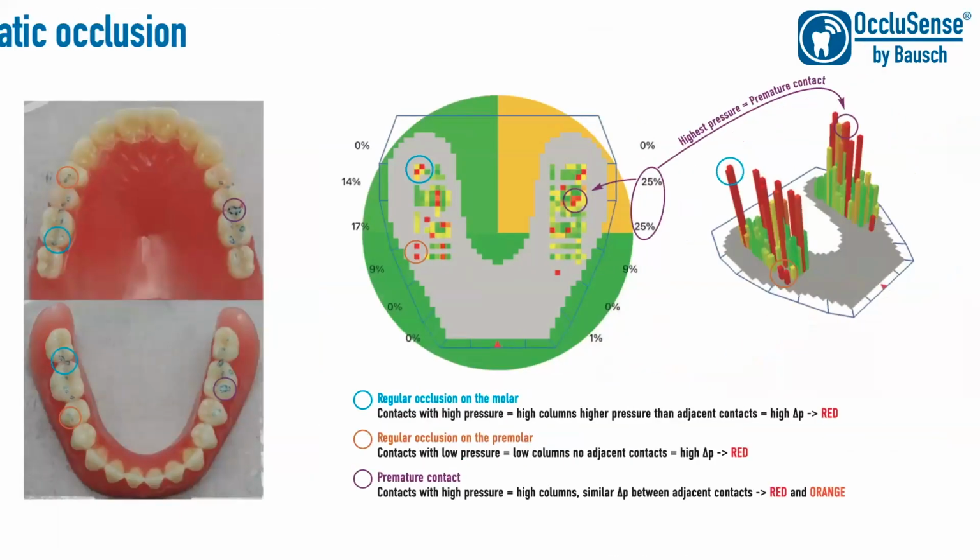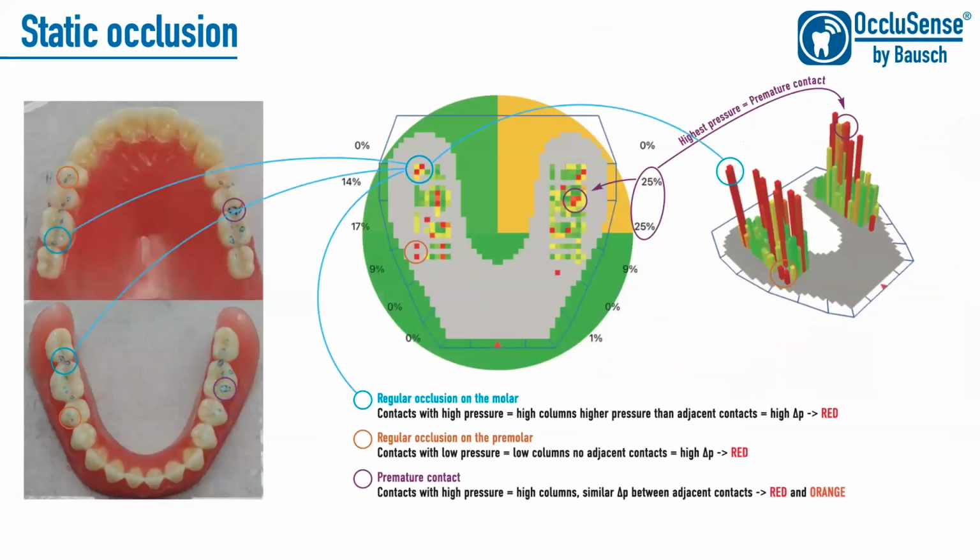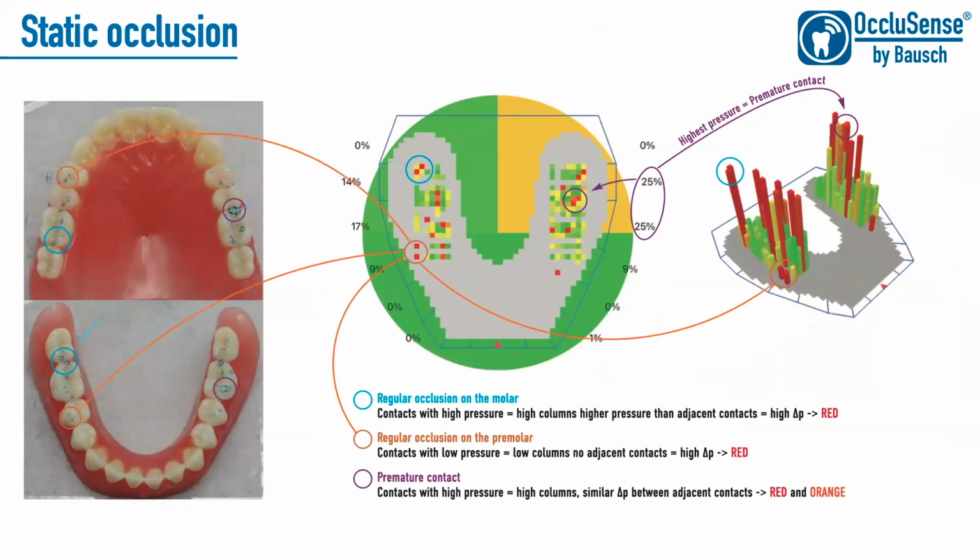Taking this into consideration, you can now take a look at the blue circle where you can see a 2-point regular occlusion on a molar. The orange circle is your regular occlusion on a premolar. And please make sure that you take a look at not only the OccluSense iPad reading in the middle and on the right side, but also look at the clinical view of the dental arch to see what it looks like in your patient's mouth.